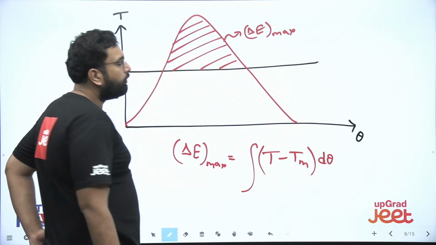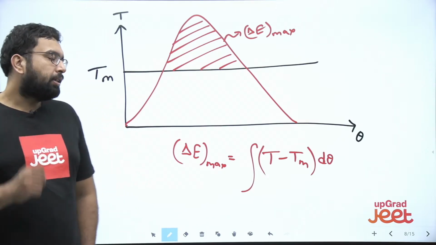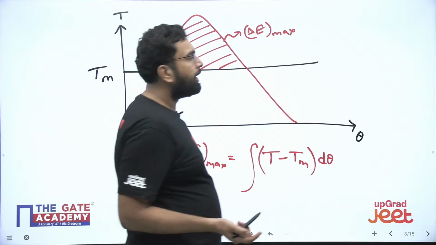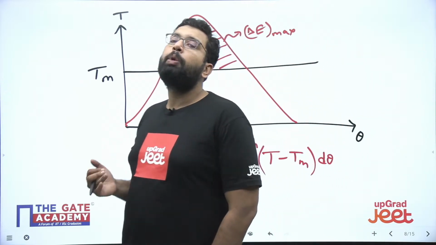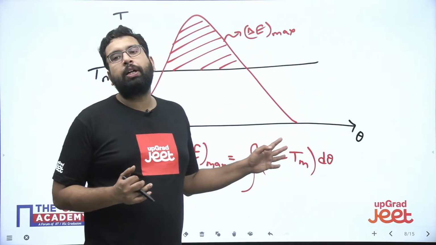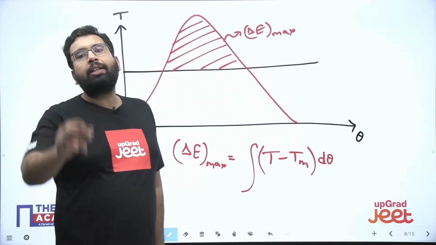Now, students get confused: sir, why are we integrating T minus T mean? Because in the last session also we have quoted, and today also I want to repeat this, that fluctuations are the area above or below the T mean line. So they have to be calculated from T mean. So that is why first of all T minus T mean. Now what is missing here?